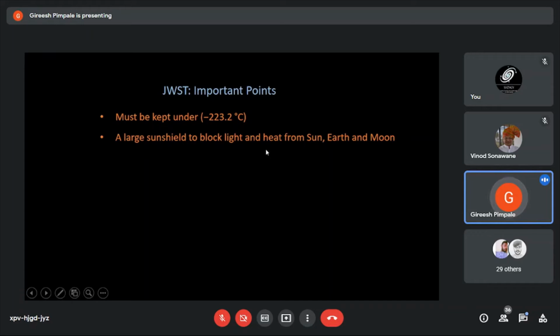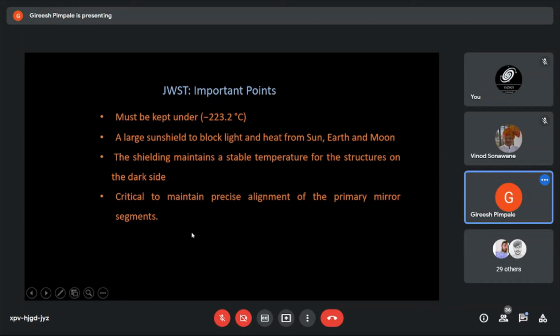So a large sun shield to block light and heat from sun, Earth and moon, which I told you just now. Then this shielding maintains a stable temperature for the telescope, for the structures which are on the other side, the dark side. And as I have told you, it is critical to maintain temperature, and also it is critical to maintain the precise alignment of the primary mirror segments.